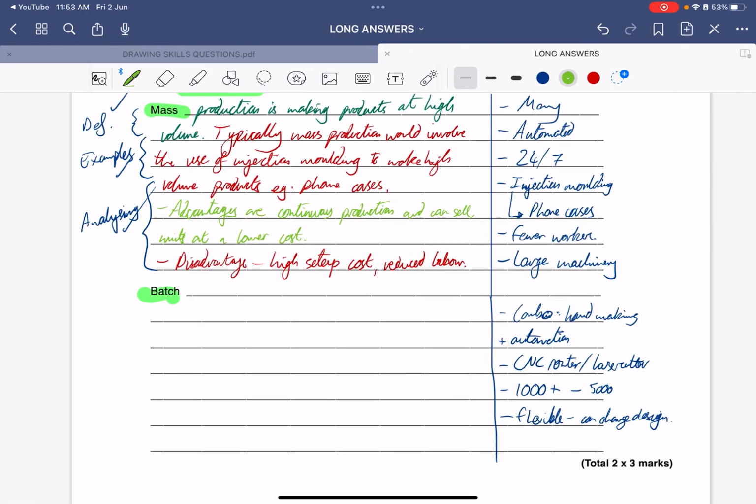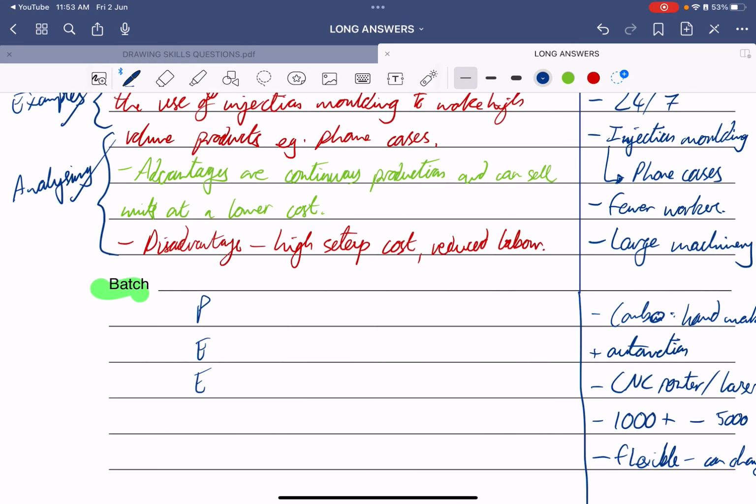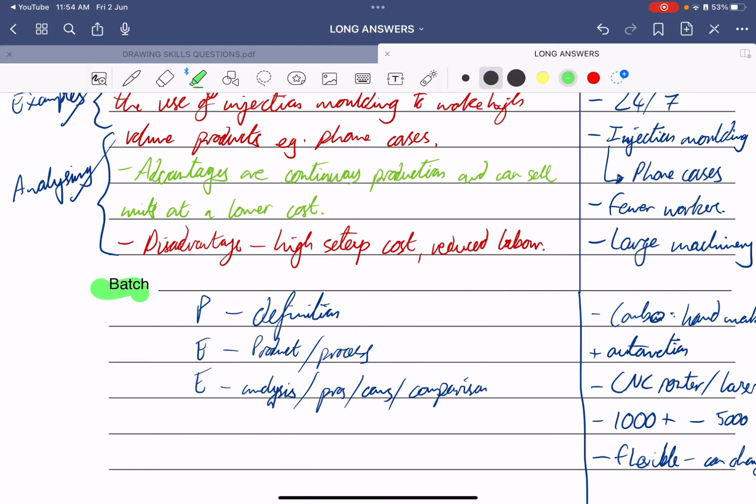way I remember doing questions like this is the PEE structure, which you might have used before. So you give your points, your evidence, and your explanation. So in this instance, the explanation could be sort of analysis, or it might even be sort of pros, cons, comparisons. Example would also always be like a product or a process. And then the point is normally just a definition. And you could even use this structure to cover like 6 or 8 mark questions.